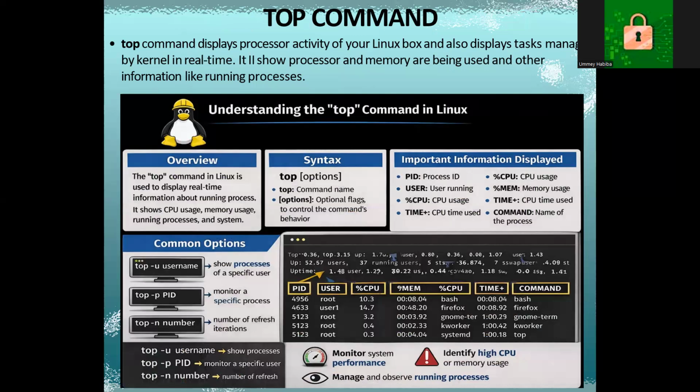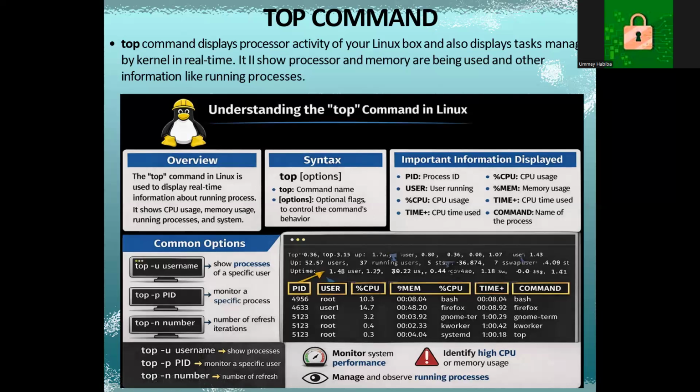Now, moving on to the next topic, that is the top command. The top command in Linux is used to display real time information about the running processes in the system. You can see this image. This is very useful, and all things are available in this image. It is one of the most important system monitoring tools that helps users and system administrators observe how the CPU, memory, and other resources are being used.